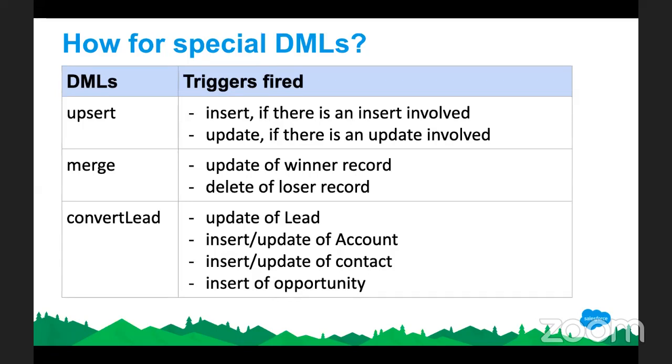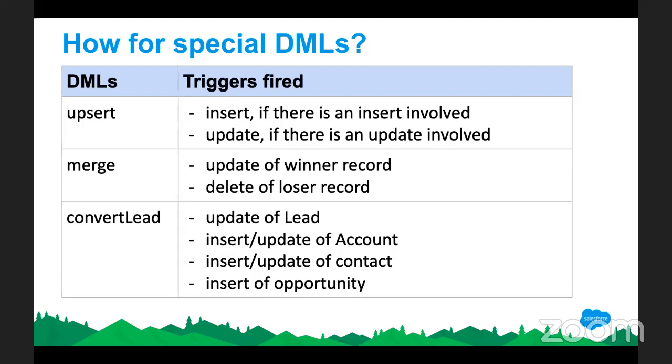When you are merging two records, there will be one loser and one gainer. So the gainer record will be updated with whatever data we need from the loser. So there will involve an update, and also the loser will be deleted. So those two triggers will be fired, update and delete.